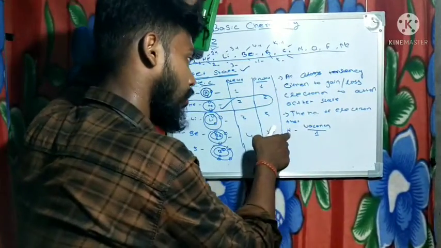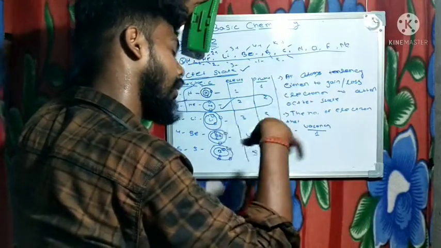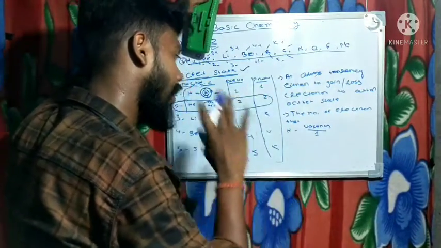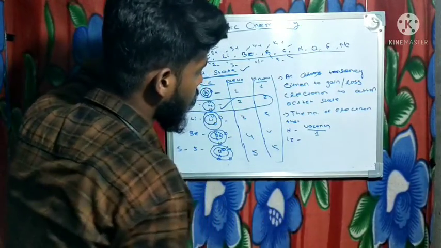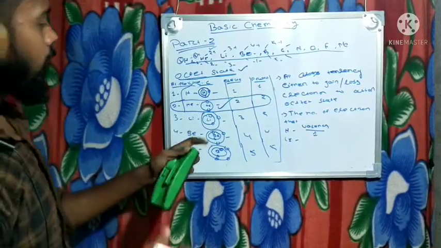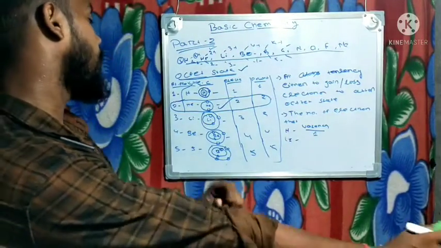Okay, that is in the octet state. And to gain the octet, hydrogen has to gain only one electron from anywhere. Then come to lithium. In case of lithium, the K cell is completed and the L cell is not completed.